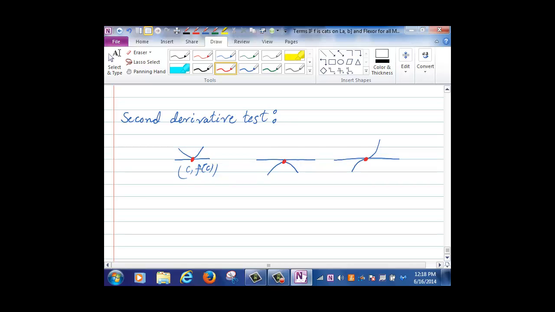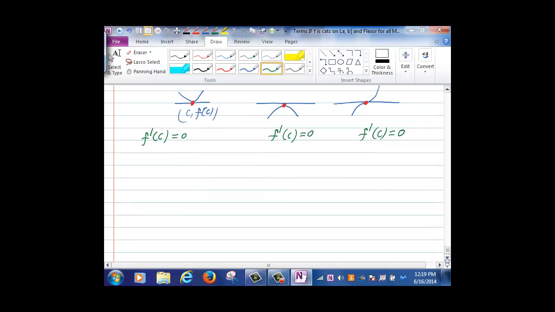Notice that in each picture, the derivative at c is 0, so c is a critical point. We want to know whether at c I have a local max or a local min. If I have a local min at c, it means that the function is concave up at c. And the function would be concave up at c if the second derivative is what?